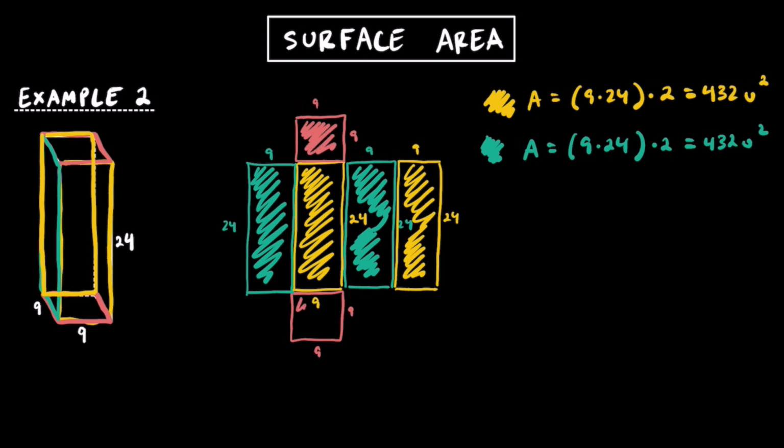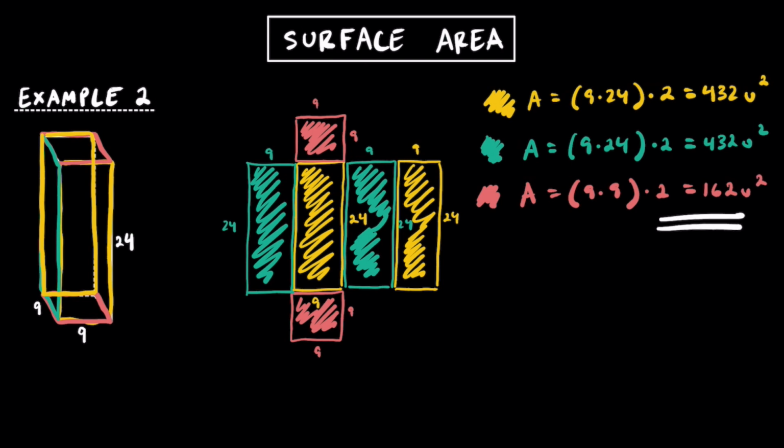This is going to be 9 by 9 for this square, and this is also 9 by 9. So the area is going to be 9 by 9, and there are 2 of these squares. So 81 times 2 is going to be, I think, what, 162 units squared. And we can then go ahead and just add up these areas together. So 432 plus 432 plus the 162 all added together. I think this total surface area should be 1,026 units squared.